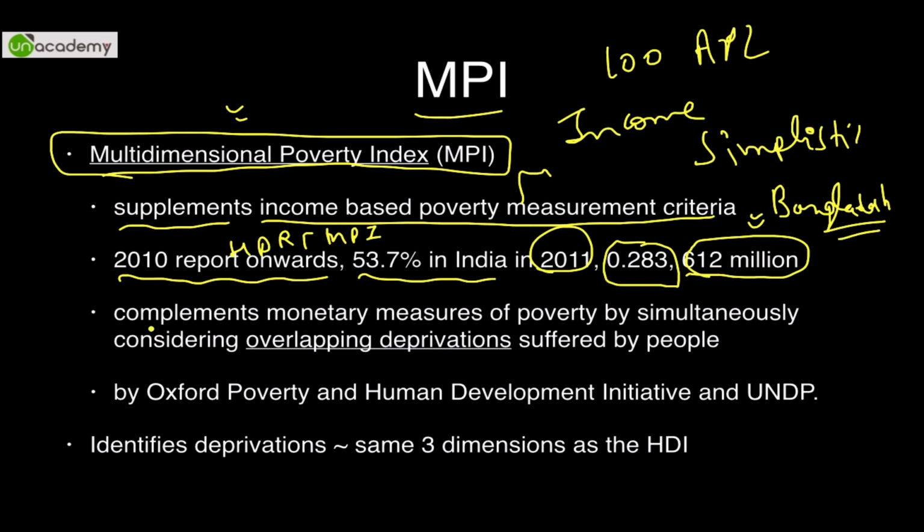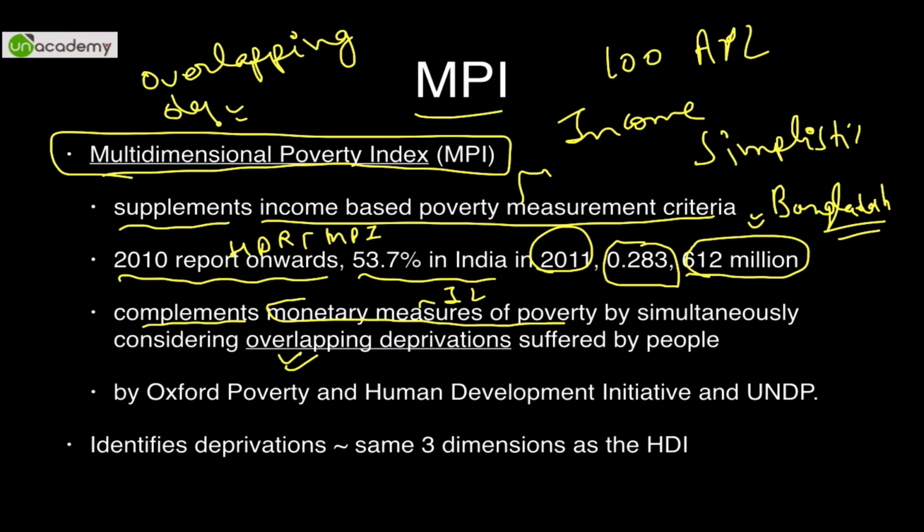MPI basically complements monetary measures of poverty, as I have already told you, income level basically, and it includes overlapping deprivations. If you just want to remember one keyword, please remember it includes overlapping deprivations. It includes severe deprivations, multiple deprivations, which are suffered by the people. Okay, is that understood? Please remember this term. This is the only thing which is important.